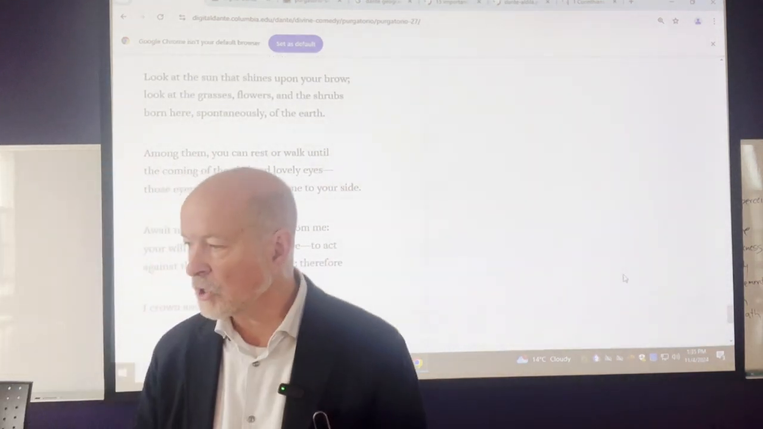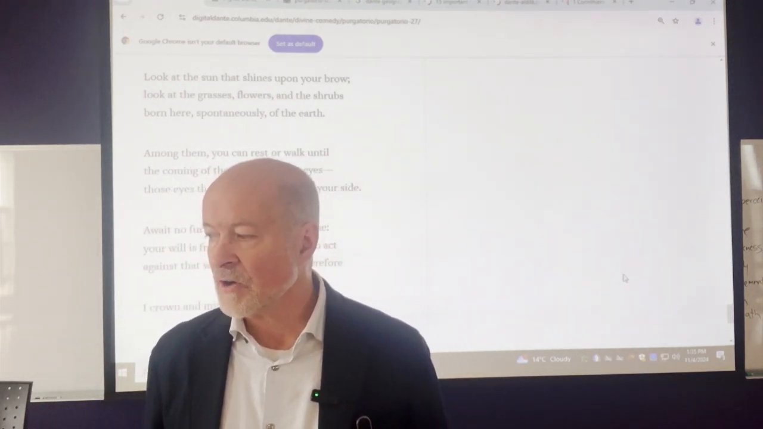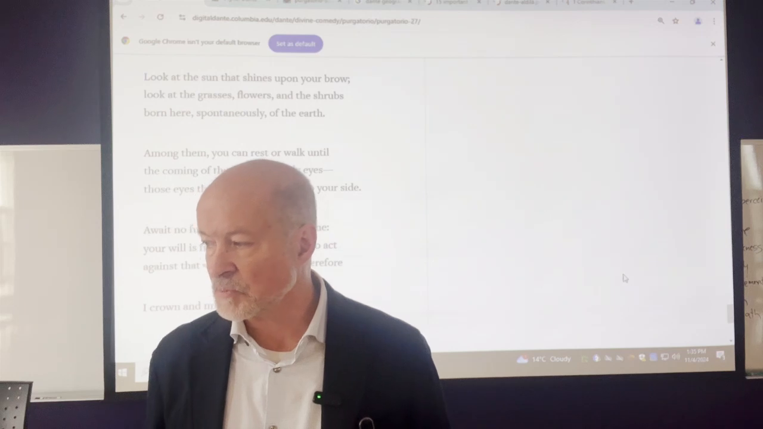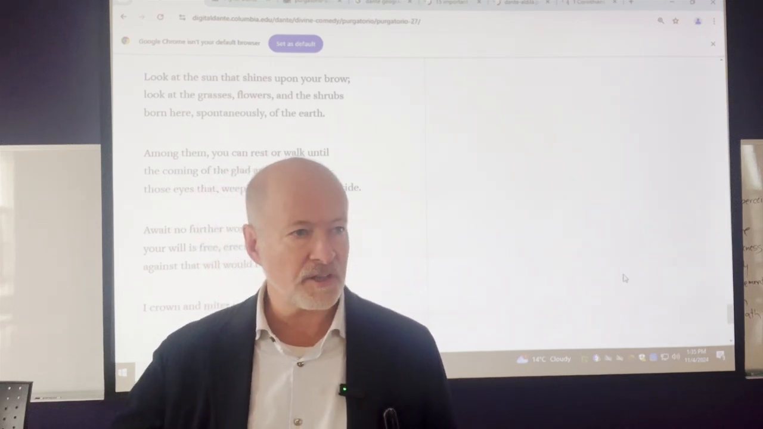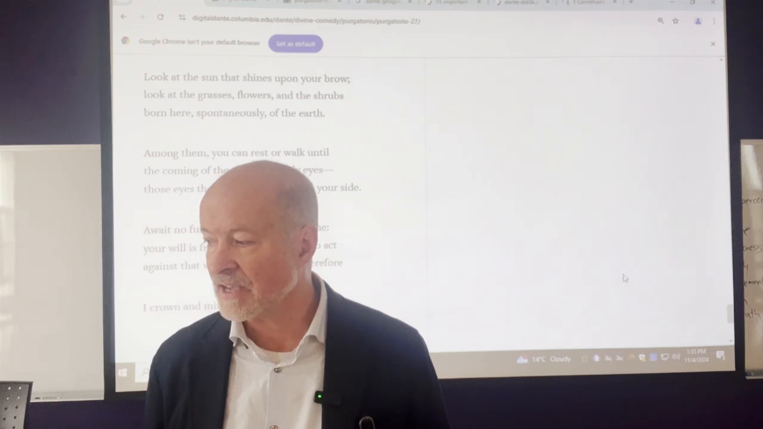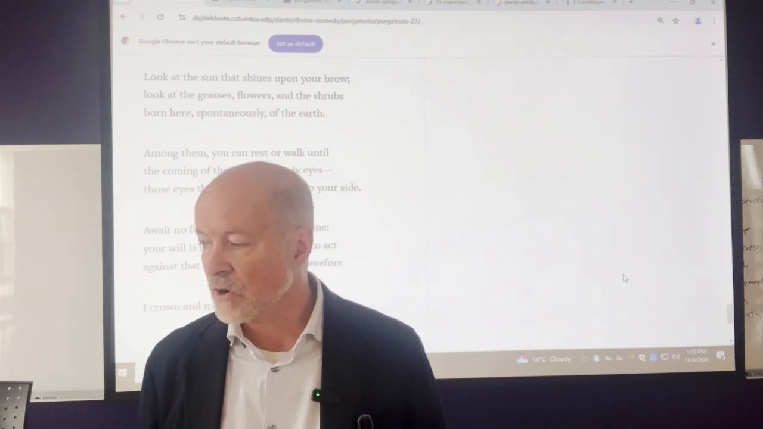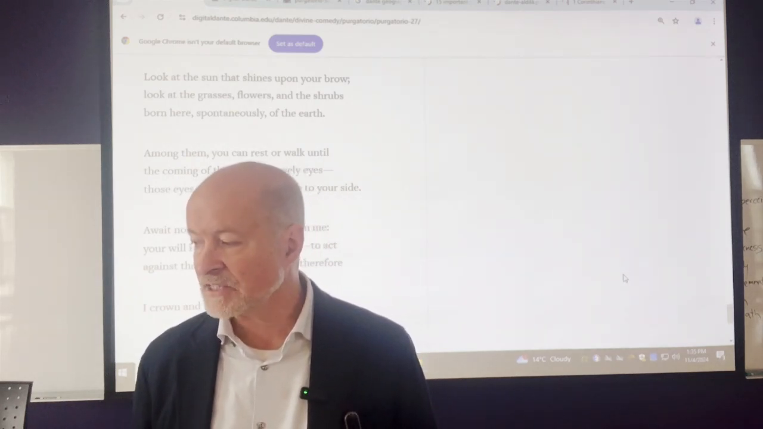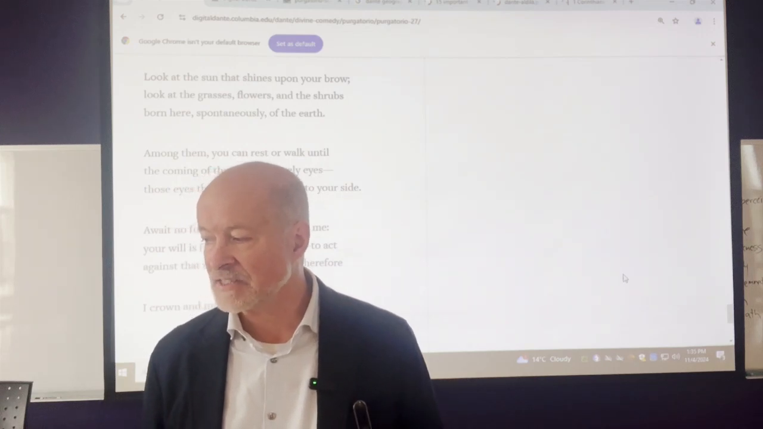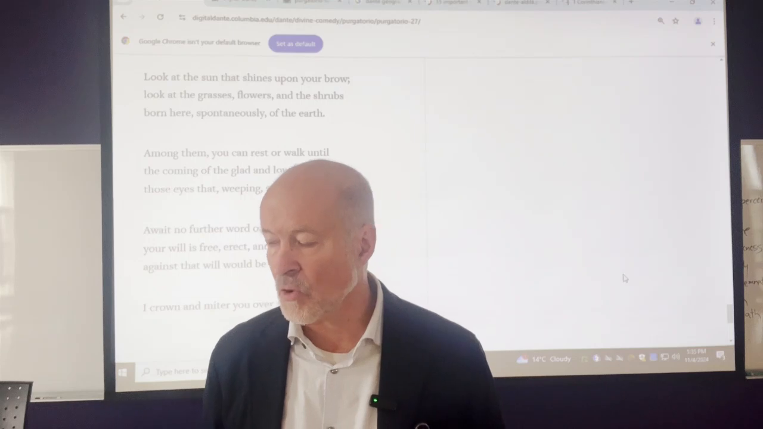Virgil says to him, look at the sun that shines upon your brow. Look at the grasses, flowers, and the shrubs born here spontaneously of the earth. He's in the earthly paradise. Among them you can rest or walk until the coming of the glad and lovely eyes, whose eyes, weeping, sent me to your side. Await no further word or sign from me. Your will is free, erect, and whole. To act against that will would be to err. Therefore, I crown and mitre you over yourself.